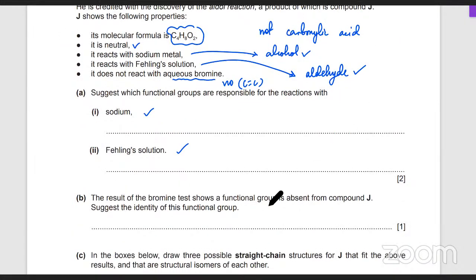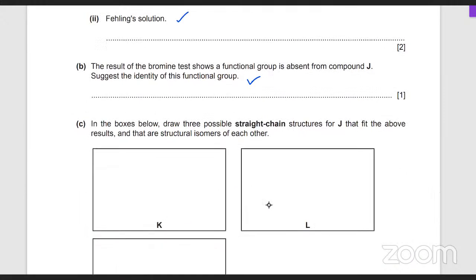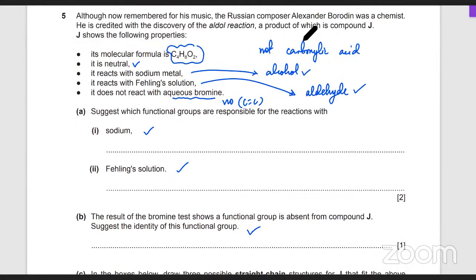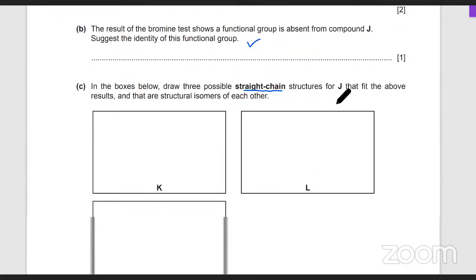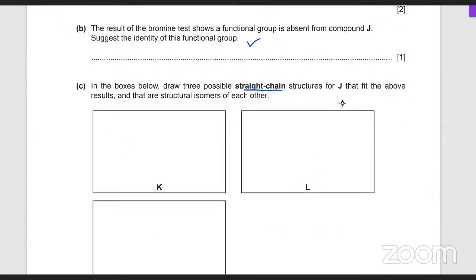The result of the bromine test shows the functional group is absent, so we did this. Okay, there's no C double bond C. Okay, we did that. In the boxes draw 3 possible straight chain structures for J that fit the above results and that are structural isomers of each other. So in all 4 cases, remember, उसका formula क्या था, it was C4H8O2. So I basically want an aldehyde and I want an alcohol.